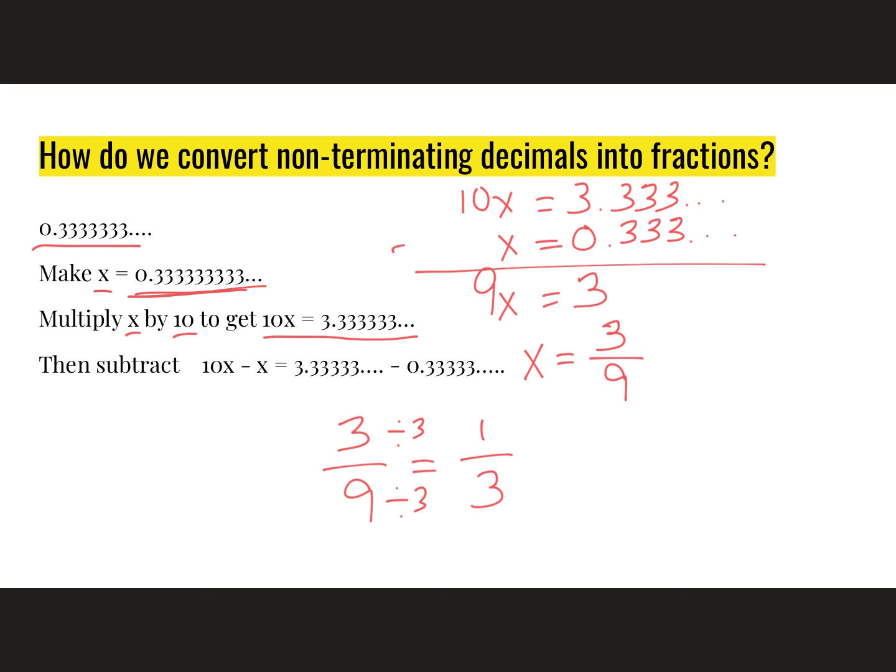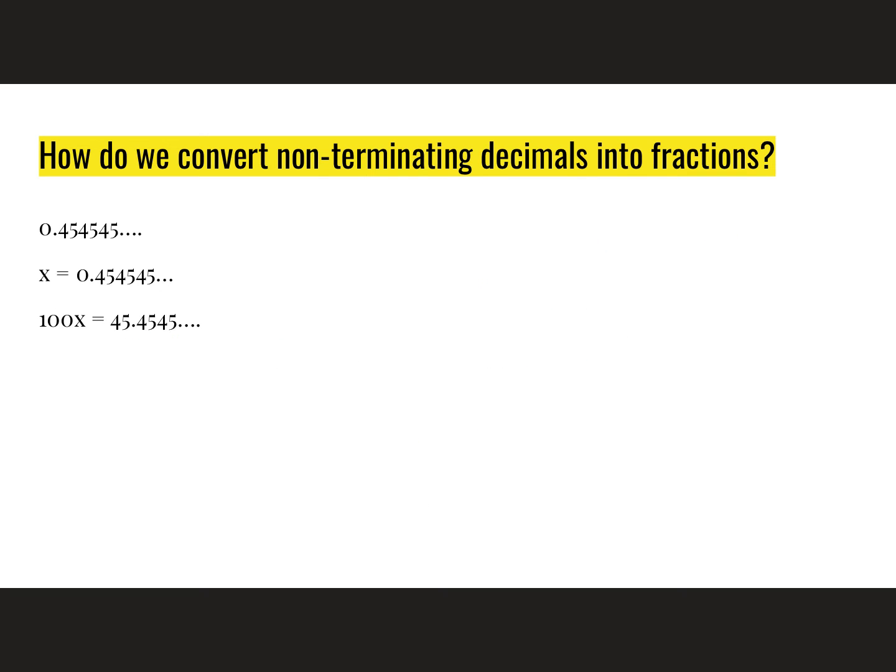Okay, so that wasn't that hard. And you knew that, right? You knew 0.333 was 1/3. What if I have a number like this, 0.454545? That one I don't know. Again, I'm going to have x equal to 0.454545. Then I'm going to have 100x equals 45.4545. Why am I doing it that way? Because I want to be able to get rid of or cancel out that 0.4545.